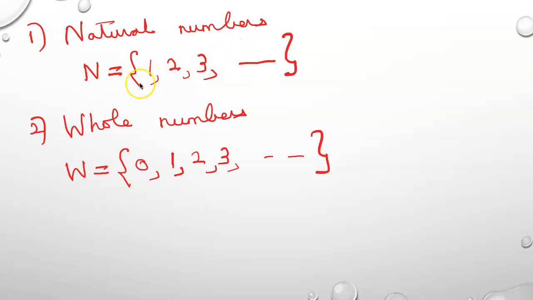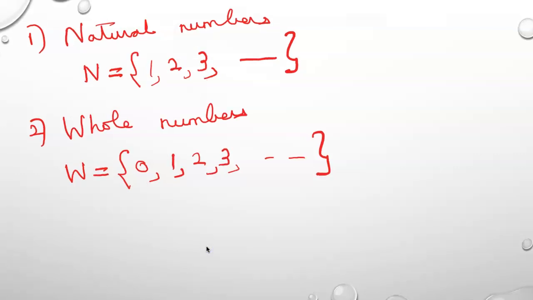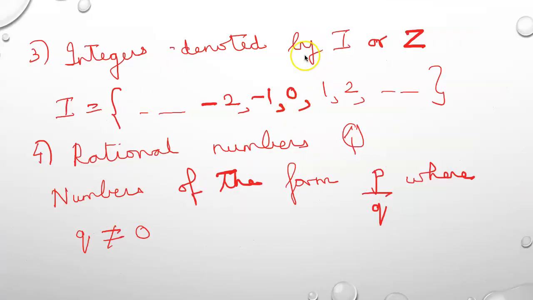Natural numbers consist of 1, 2, 3 and so on up to infinity. Whole numbers consist of 0, 1, 2, 3 and so on up to infinity. Integers is denoted by I or Z. It consists of the natural numbers, 0, and negative natural numbers. Then I have rational numbers, which I denote by Q. It consists of numbers of the form P by Q, where Q is not equal to 0.